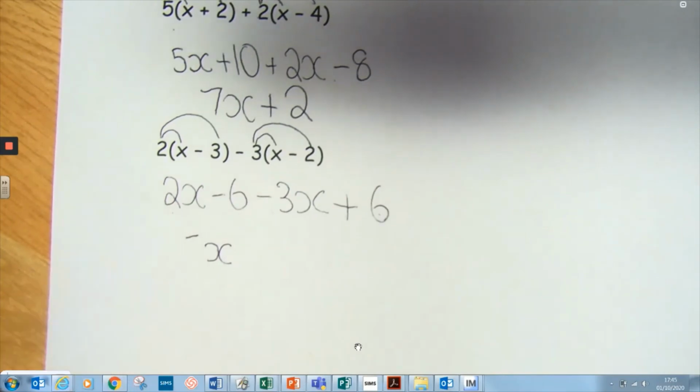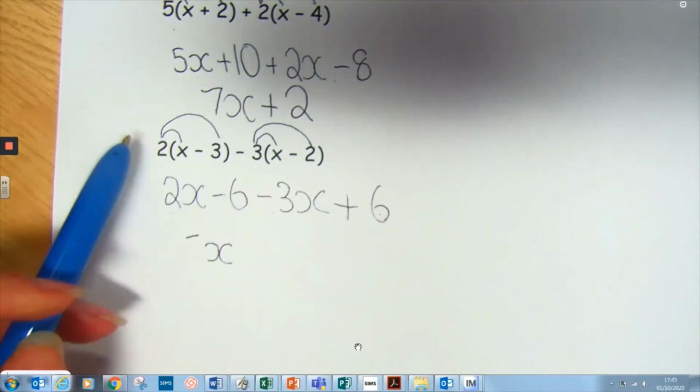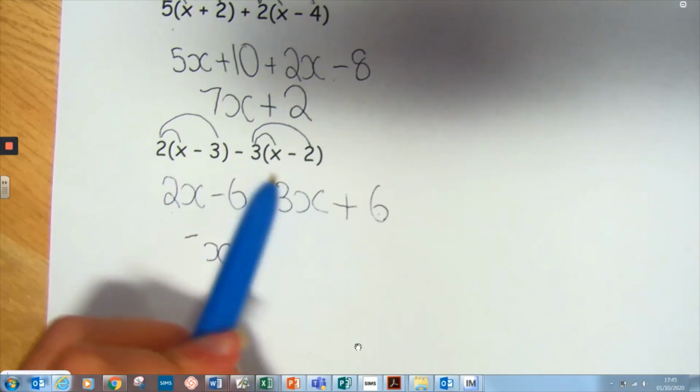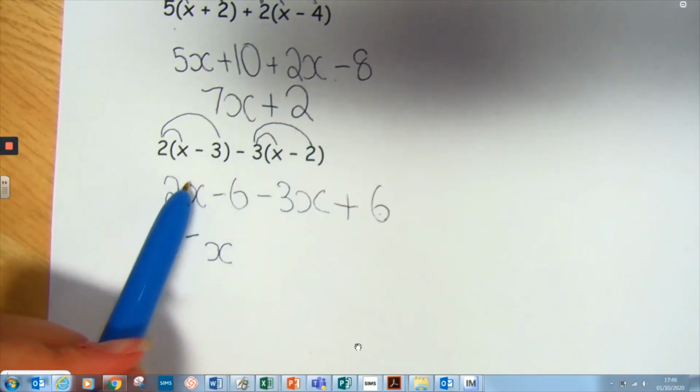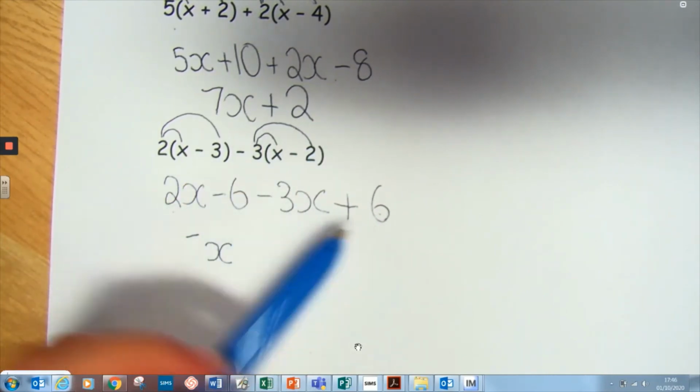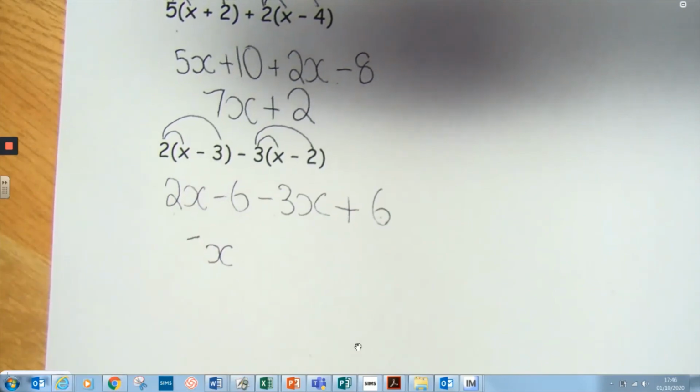So that's the answer. Okay, you can now have a go at section C and D. Don't forget, you're expanding each single bracket and then you're collecting your like terms. When you've done this, there are answers at the bottom of the sheet for you to check your work.